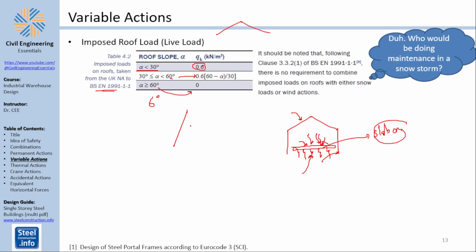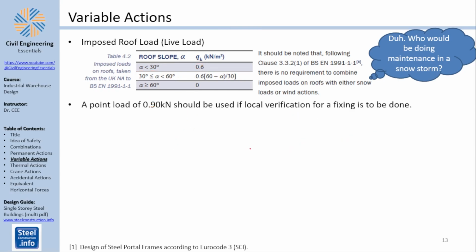That's not enough because, speaking of humans, if you want to test whether a certain piece on the roof is able to carry or not, you can use an equivalent force of 0.9 kilonewtons as a human weight just to double check if there is fixing or so on. Now, there is a cool thing. It tells you this live load doesn't coincide with the snow load or wind load. This makes sense because there is no person who would go up on the roof of a portal frame during a snowstorm or a thunderstorm.